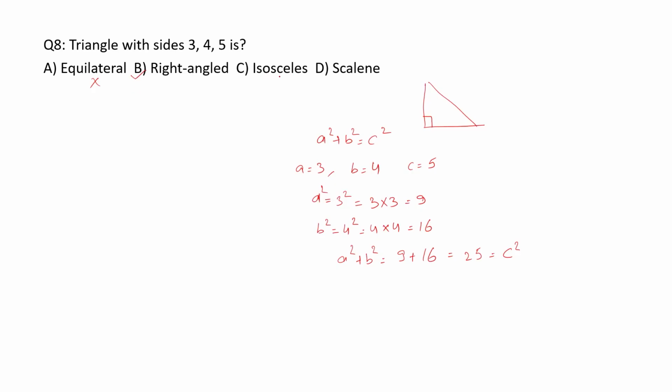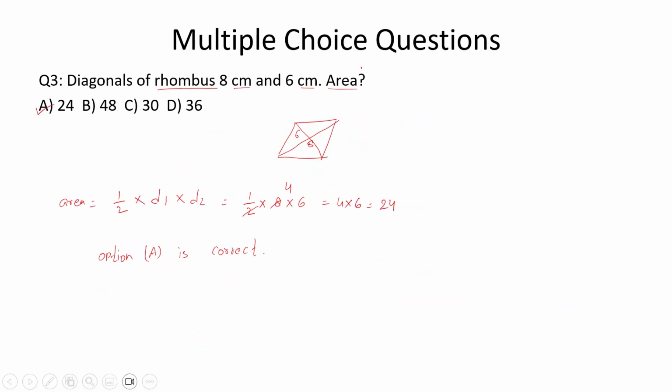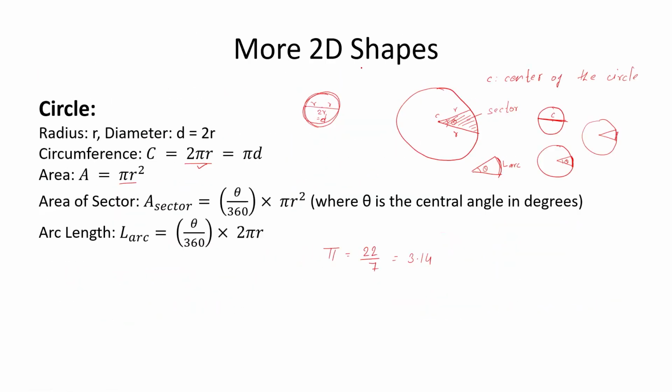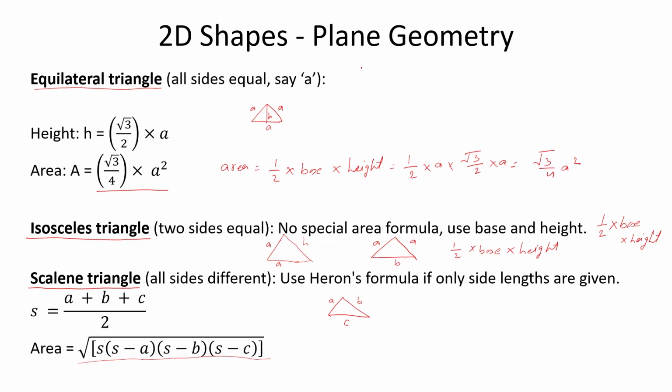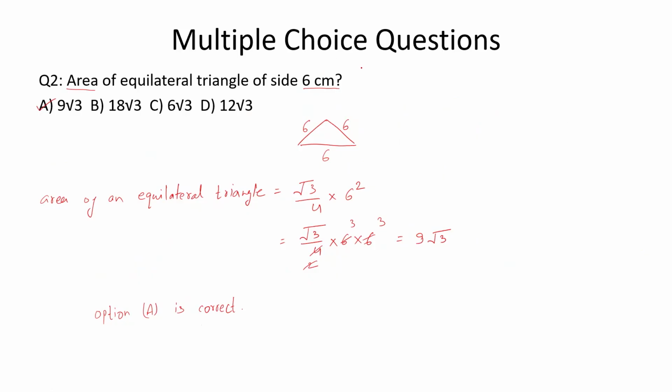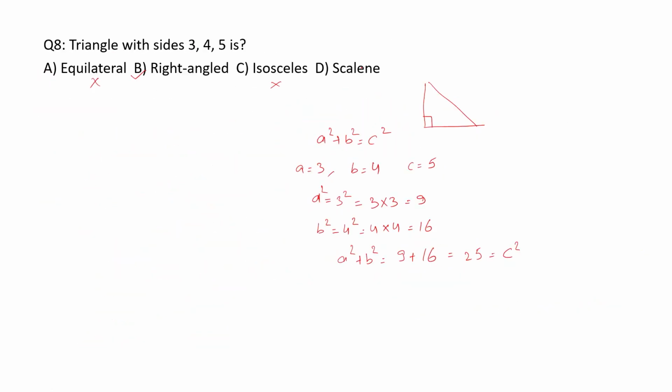And then isosceles. Isosceles is the one where two sides are equal. So it cannot be this. And scalene triangle is, if you remember, when all three sides are different, then it is known as a scalene triangle. And in this case, actually all sides are different. So this is a right angle triangle as well as a scalene triangle. Both options could be correct, but I would say if both are given, just stick to right angle triangle.